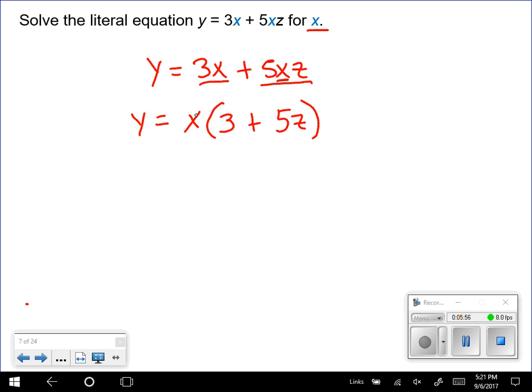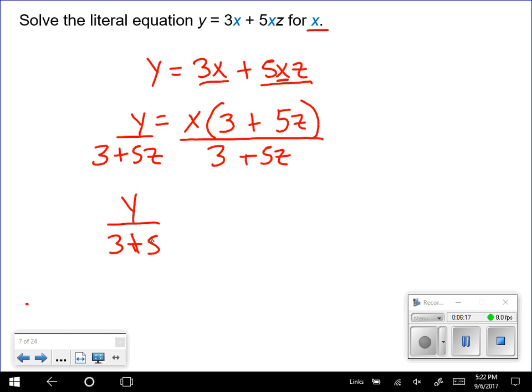Now I'm working with something where I'm not going to have x's on both sides. So now if I want to get x alone, this makes this really easy. I'm just going to divide by what's inside the parentheses here, 3 plus 5z, because then those will cancel. If I do it to one side, I have to do it to the other. So y over 3 plus 5z is going to be equal to x. So all by itself. So notice why this works, because if I were to distribute this in, I would get what I have up here.